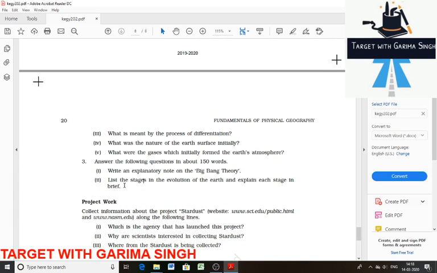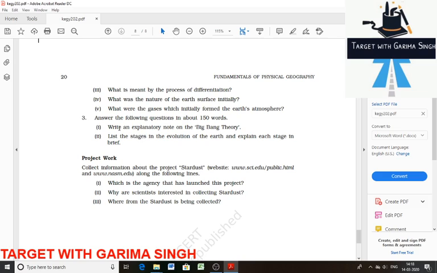Then third is: answer the following question in 150 words. Write an explanatory note on Big Bang theory.